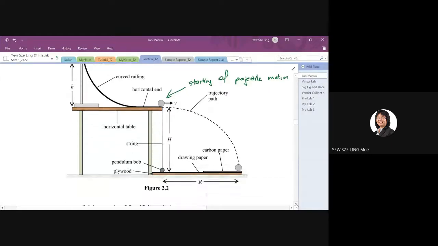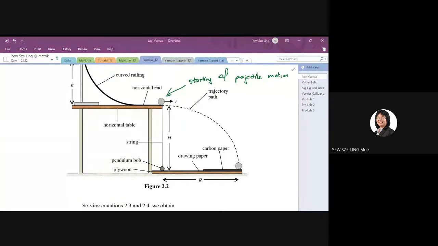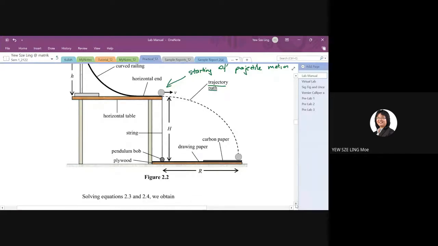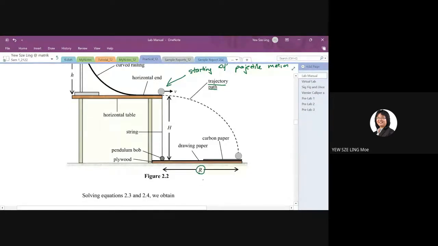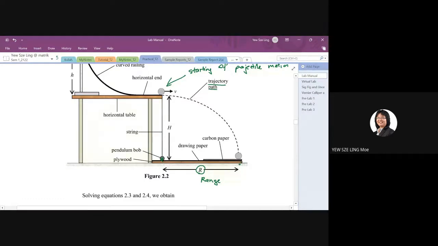At this point, the object will undergo horizontal projectile motion. It drops following this trajectory path until here. So the thing that you are measuring is this R, your range. You put a carbon paper here, so when it drops, it hits the carbon paper and leaves a mark on the floor. You measure from this pendulum bob, because the pendulum bob indicates the starting point of your projectile motion, until the marks on the carbon paper. So the thing that you're measuring is the R.